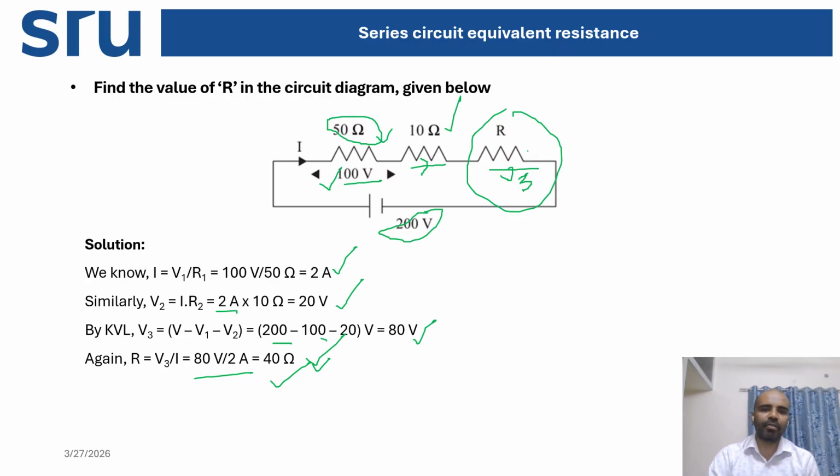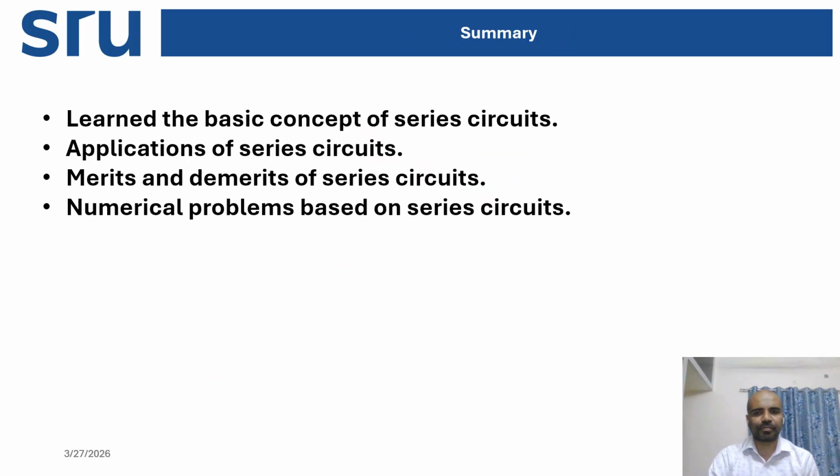So you can easily calculate the unknown resistance if these resistances are connected in series combination, and the values of these resistances are already given, and the voltage drop across any one resistance is given. So this is the solution of this problem. You can easily calculate the unknown resistance using the series circuit combination.